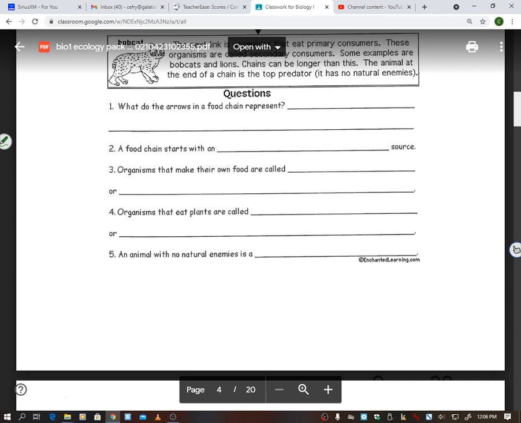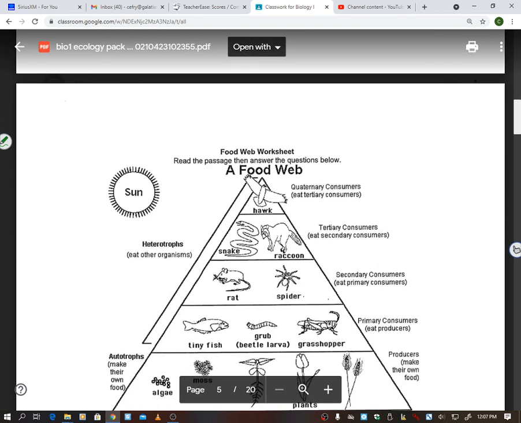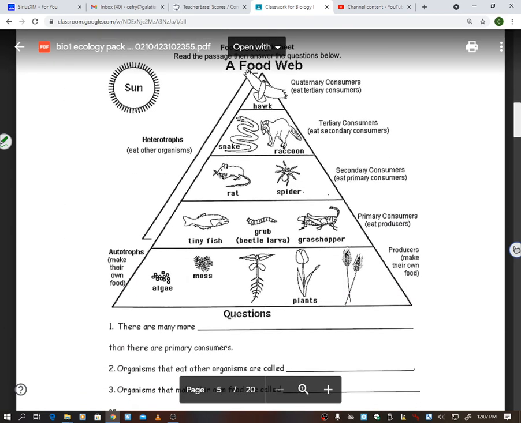Organisms that make their own food are called autotrophs or primary producers. Number 4, organisms that eat plants are called herbivores or primary consumers. And an animal with no natural enemies is a top predator. Or a consumer maybe, but not all consumers are your top predators.